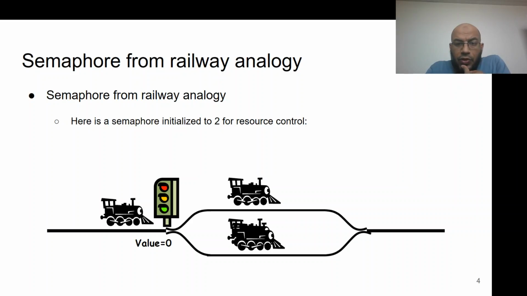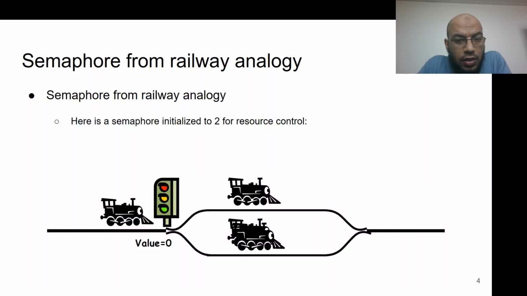Okay, so if you look at semaphores from a railway analogy, the English word semaphore is basically what you use to signal. It's a way of signaling with flags. There's even a semaphore language where you can use flags to signal different letters. And they were used in railways back in the days, like the 1900s and so on.